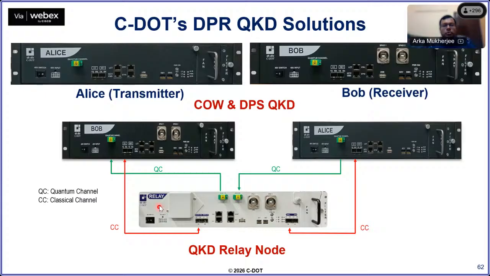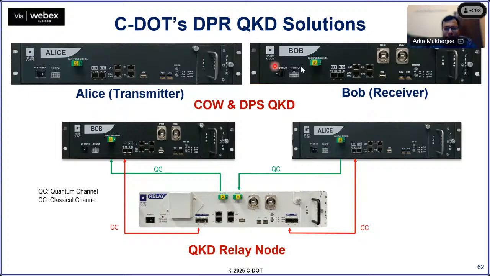Here you can see that we have developed a relay node. This relay node caters to both Alice and Bob functionality. This single box solution reduces your size, weight, and power consumption, which is called SWaP. Here the Bob will be connected to the Alice part of this node, and this Alice will be connected to the Bob part of this node. That's how this single box is helpful for elongating the distance of the link.